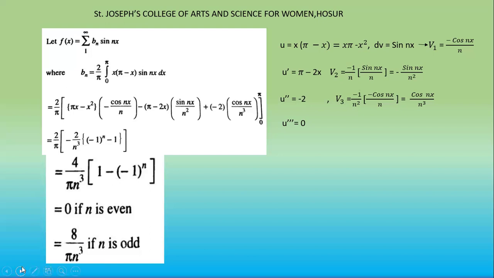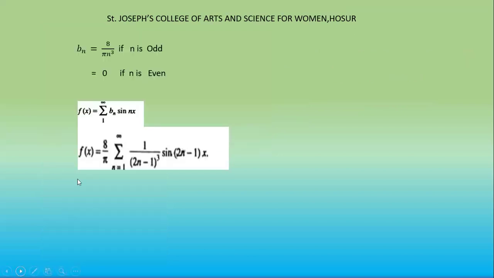So Bn value we are getting is 0 if n is even, and 8 by pi n cube if n is odd. Next, we are going to finally find f of x. We have to substitute Bn in f of x. The formula is f of x equal to summation n is equal to 1 to infinity Bn sin nx. In this, I substitute Bn as 8 by pi n cube, which applies only for odd numbers. So instead of odd n, I am putting 2n minus 1 the whole cube.